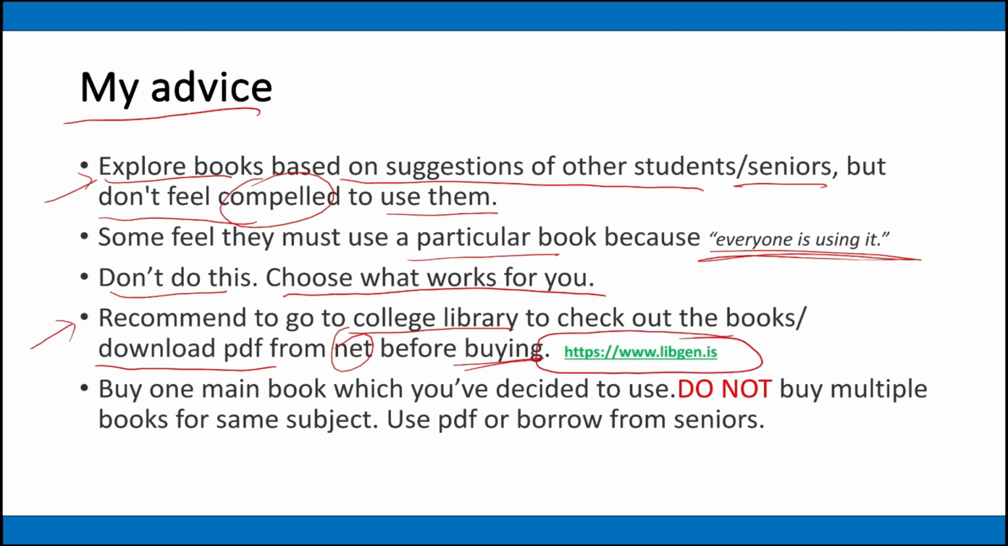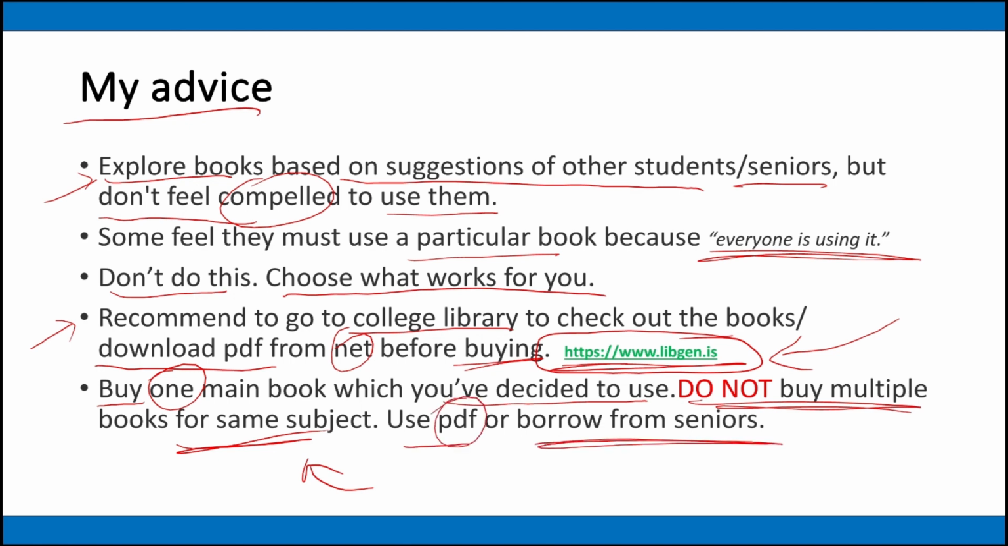LibGen is a good source for downloading PDF of books, although not legal I would say, but you get most of the PDFs for free. This is the link for LibGen. I would also advise you to just buy one main book which you have decided to use and not to buy multiple books for the same subjects. Waste of money. Instead, I would suggest you to use PDF or borrow from seniors.